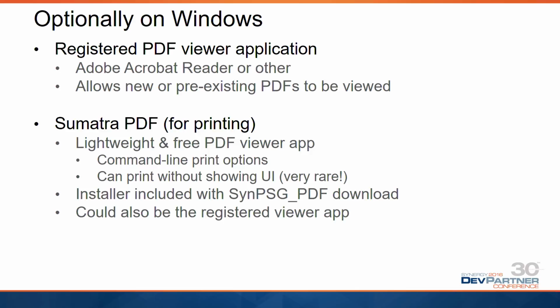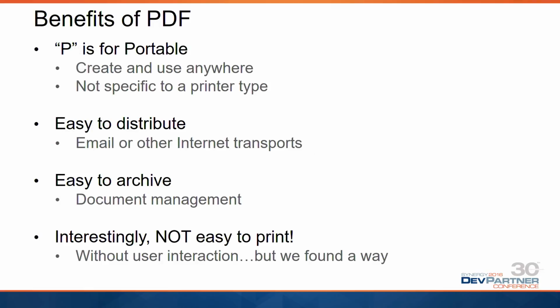You can't even do it with Acrobat. It always pops up a piece of UI. Sumatra, if you install it, does give the API a way of doing background printing, so you can just literally print the PDF to a printer, and it does it via the Sumatra PDF. And that's all documented as well.